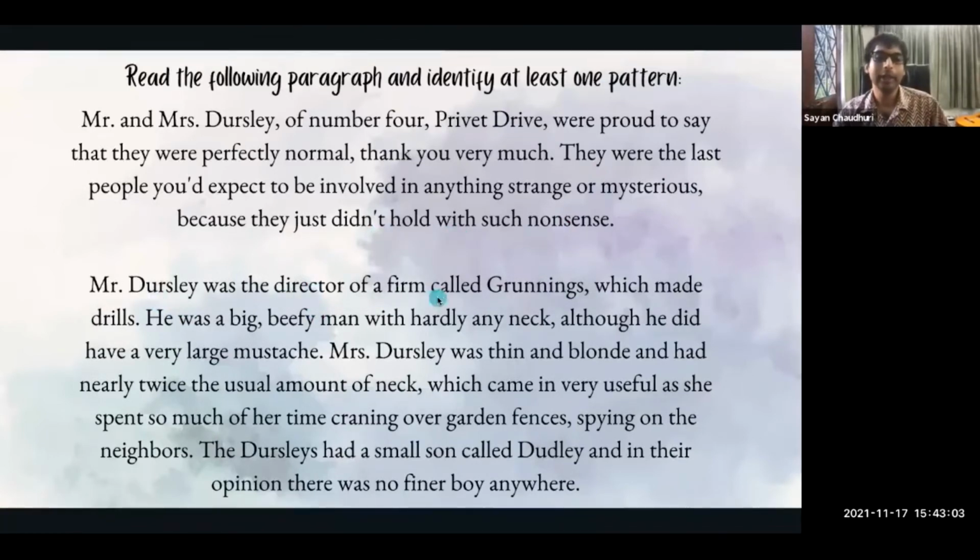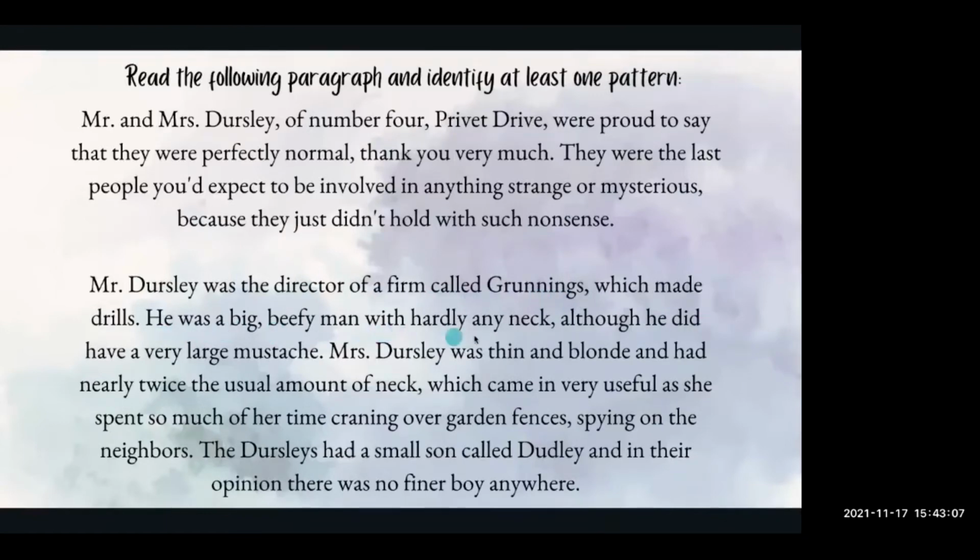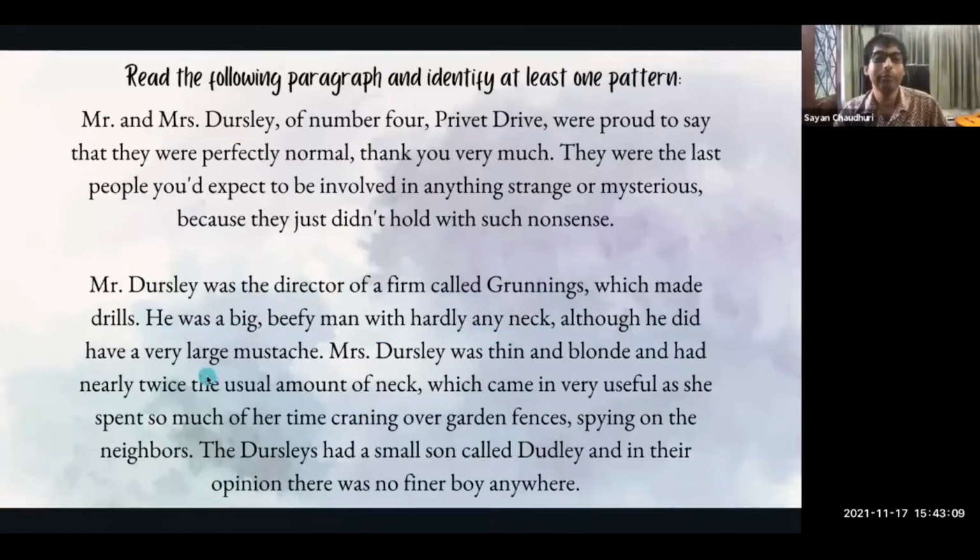Mr. Dursley was the director of a firm called Grunnings, which made drills. He was a big, beefy man with hardly any neck, although he did have a very large mustache. Mrs. Dursley was thin and blonde and had nearly twice the usual amount of neck, which came in very useful as she spent so much of her time craning over garden fences, spying on the neighbors. The Dursleys had a small son called Dudley, and in their opinion, there was no finer boy anywhere.